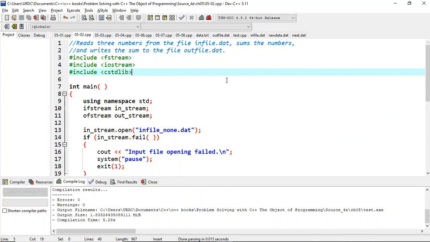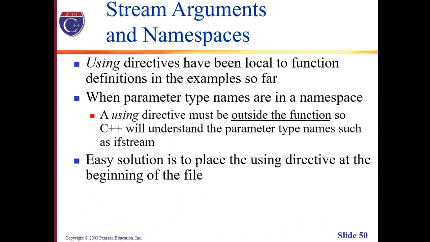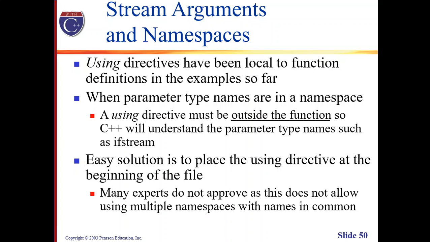Because what we would like to do is to make sure that all of the I/O routines, all of the functions that we are calling, should be usable anywhere in our program. So therefore, we put all our include directives at the beginning of the file. However, many experts do not approve, as this does not allow using multiple namespaces with names in common. But for now, it is the practice that we will follow.